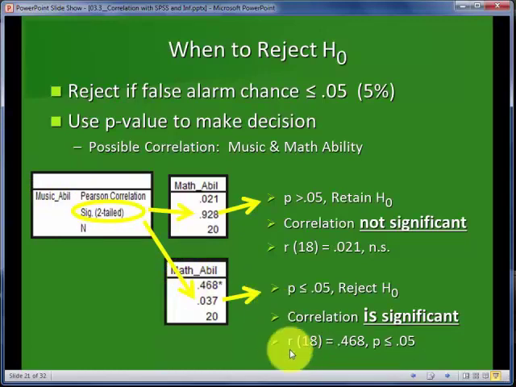So summarizing it in this case would be R with 18 degrees of freedom is equal to blah, comma, P is less than or equal to 0.05.